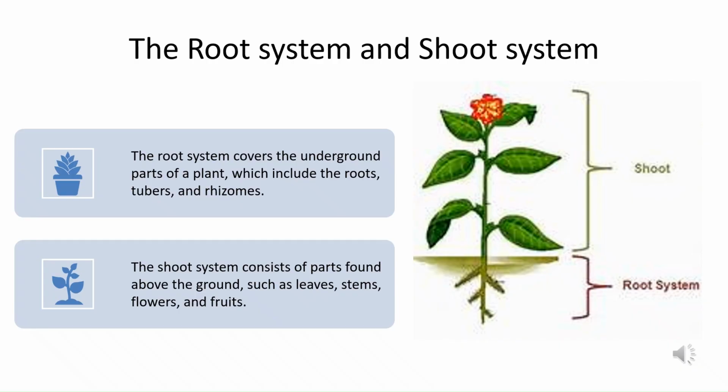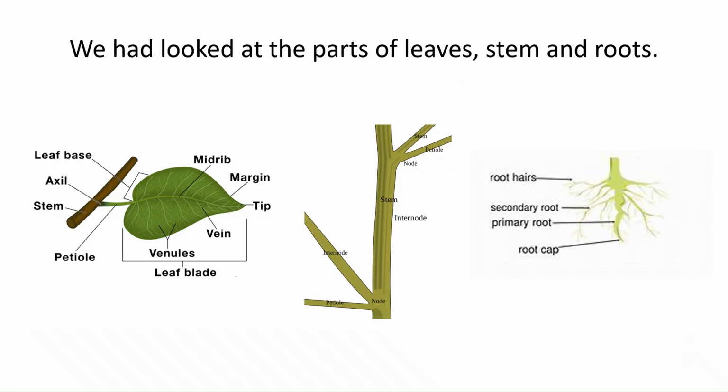Let us look at the root system and the shoot system. The root system covers the underground part of a plant, which includes the roots, tubers, and rhizomes. The shoot system consists of parts found above the ground, such as leaves, stems, flowers, and fruits. We had looked at the parts of leaves, stem, and roots.